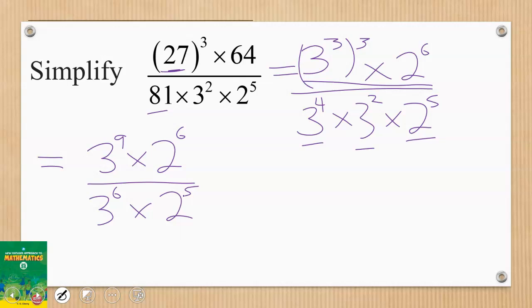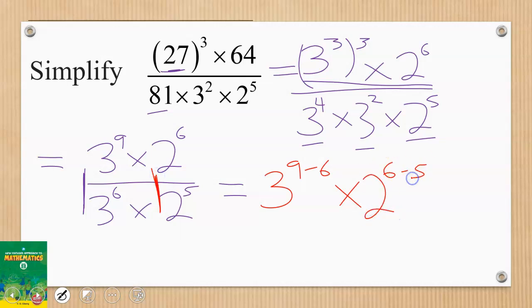Good. Now we see these two dividing, so that will give us 3 exponent 9 minus 6, then these two also dividing, 2 exponent 6 minus 5. When we simplify this like we did earlier, we have 3 exponent 3 times 2 exponent 1. And since the bases are not the same, we leave our answer as such.